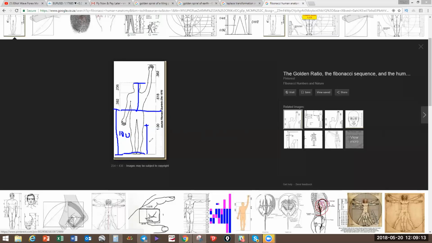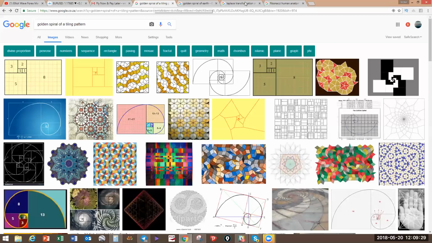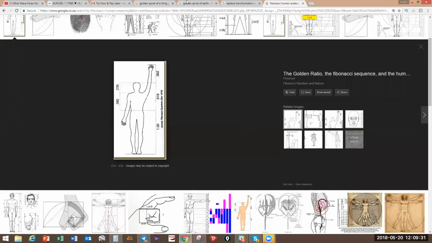It doesn't matter what your height or your length is, and if your Fibonacci numbers do not align to this, then you are not exactly human, right? There's something wrong with you. But why am I talking about this? I'm trying to look here for these amazing things.